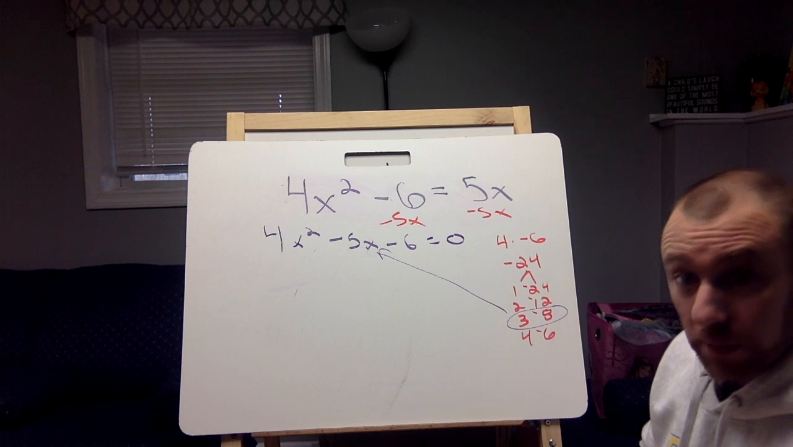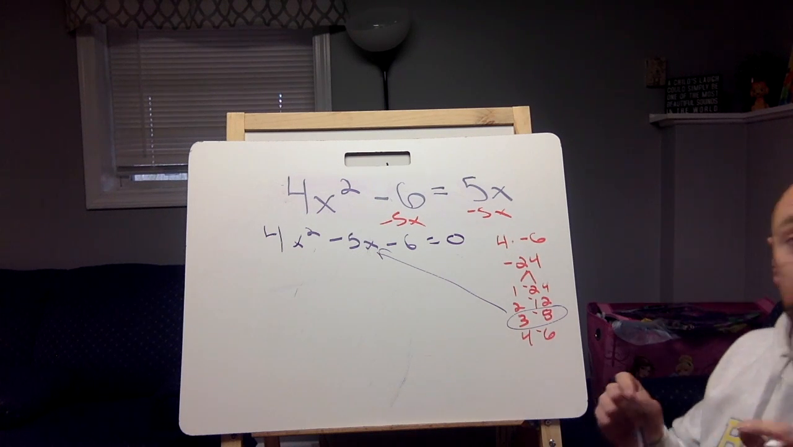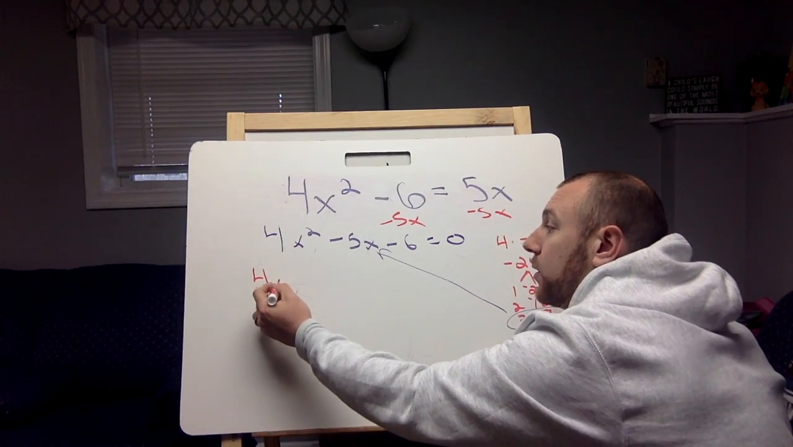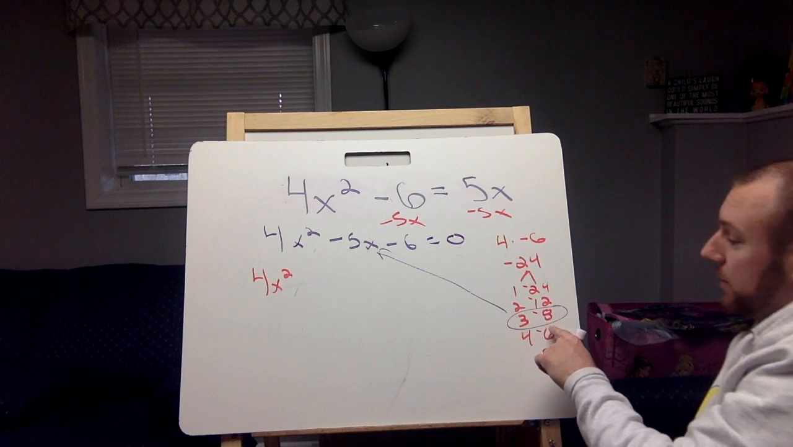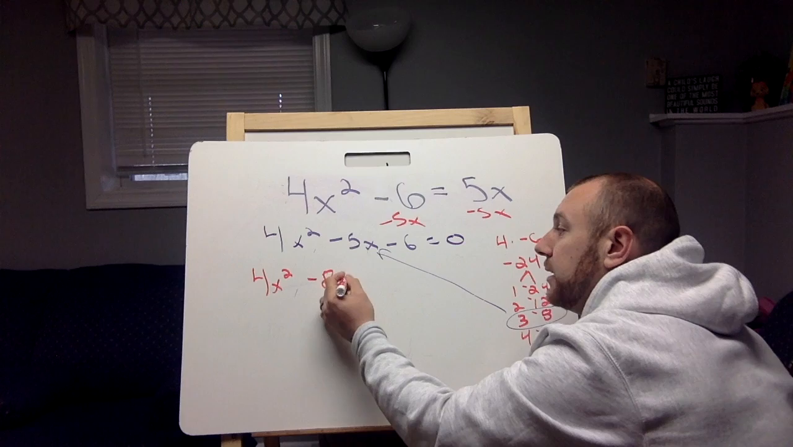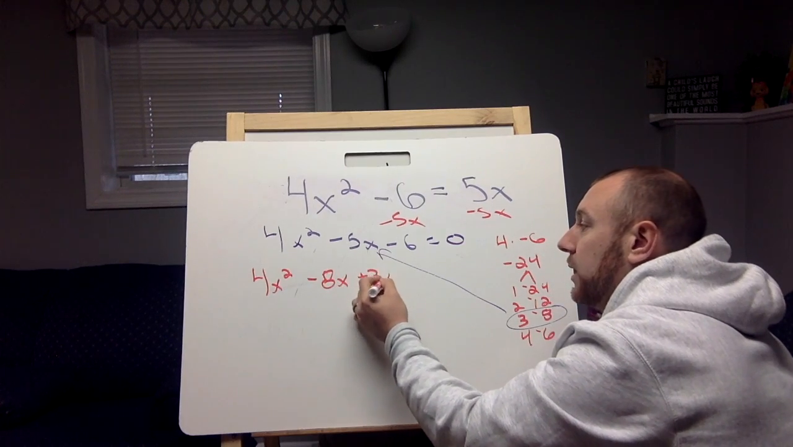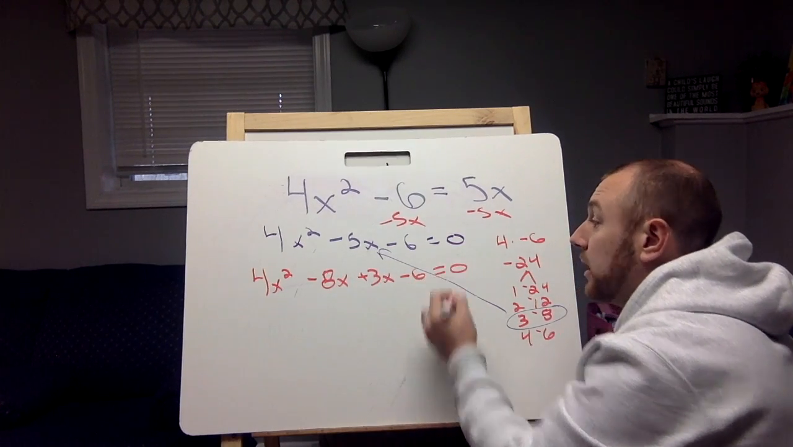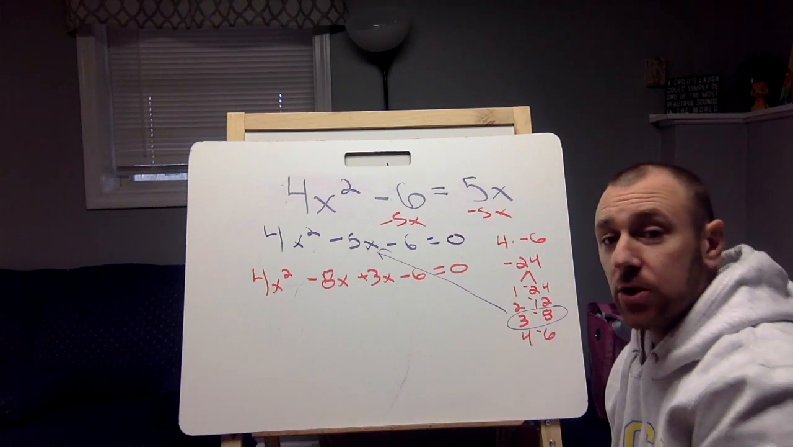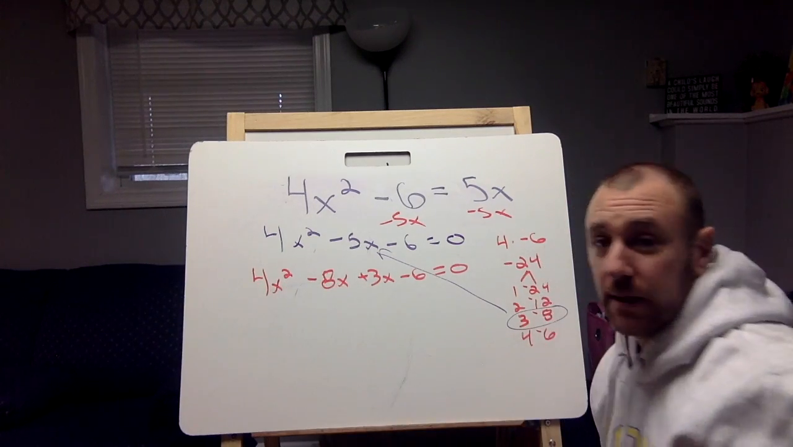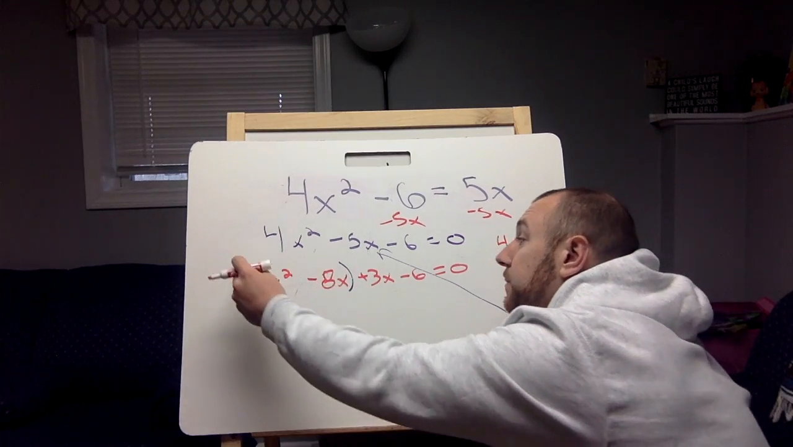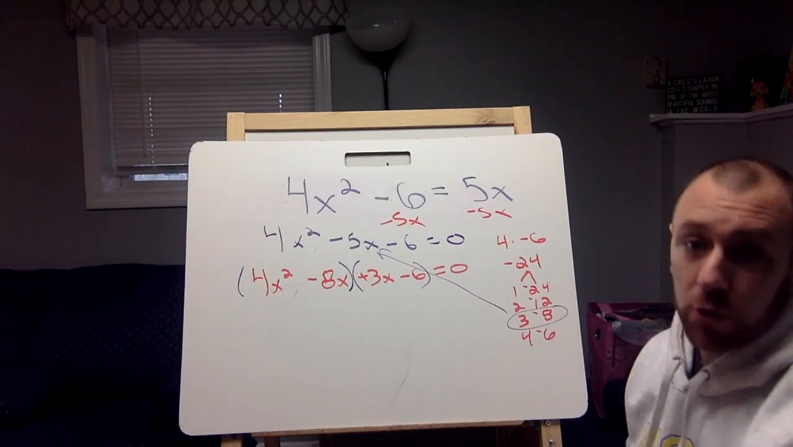So now I'm going to replace, just the b. I start off with 4x squared, and I'm going to take this 8 and say minus 8x plus 3x minus 6 equals 0. Now, it doesn't matter which order you put it in. The reason I chose the 8 is because I know 4 and 8 have something in common, because the next step is factoring by grouping.